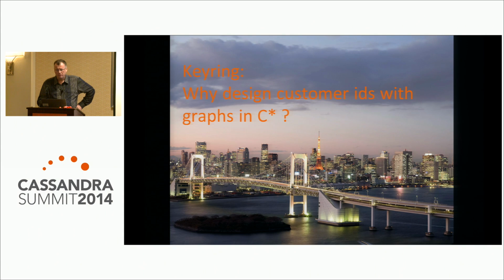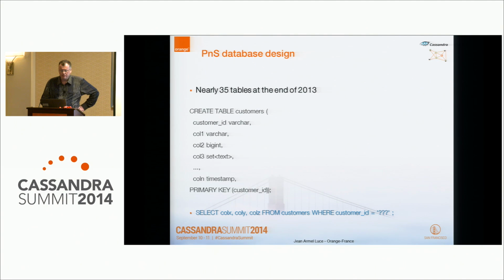So now I'm going to focus on the caring component. And mainly here, I would like to explain why we chose a design with graphs with Cassandra. At the end of last year, we had nearly 35 tables in our PNS database, in our Cassandra database. All those tables have a primary key, which is a customer ID, and of course, many other columns. So when we want to retrieve some information about a customer, it's very easy to do with a query such as select column 1, column 2 from customers where customer ID equals the value of the identifier.